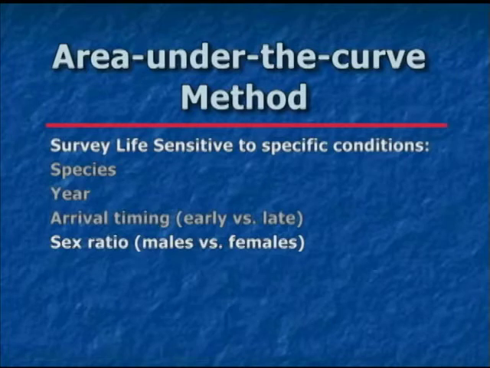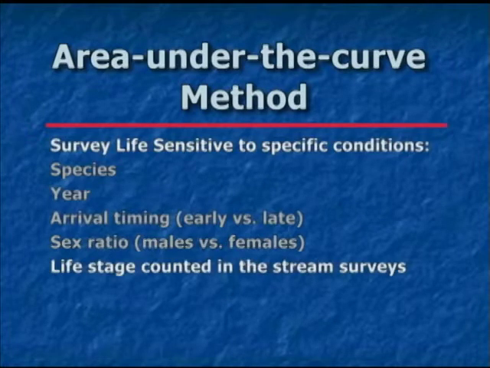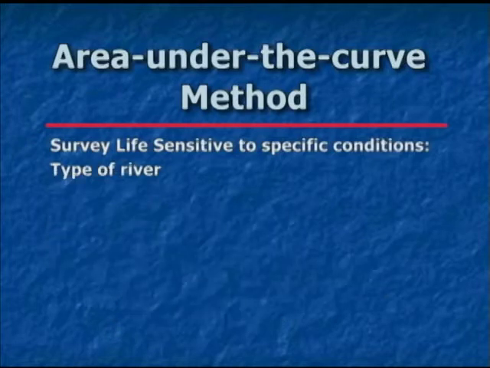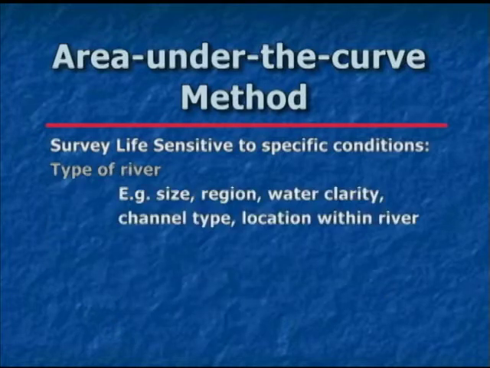It depends upon the species and the river. It also depends upon what life stages of the salmon is counted in the stream surveys. For example, if one is counting spawning fish versus counting live fish or just fish that are in shallow water. And it can also vary with the type of the river. So things like the size of the river or which region we're in, or the clarity of the stream and the channel type and the location within the river. So sometimes fish that spawn in the lower part of the river may have a different survey life than fish spawning in the upper part.